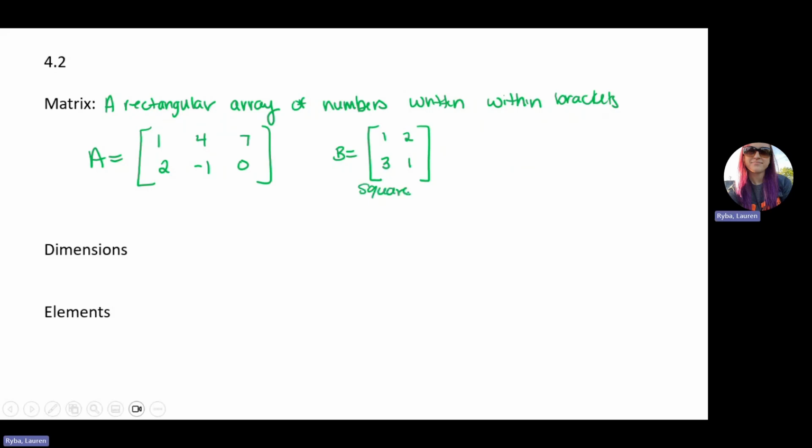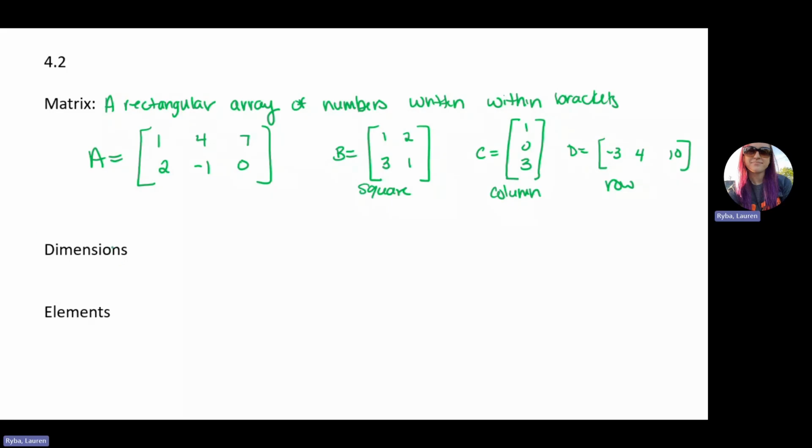I can also have a column matrix. So it's just numbers in a column like this, 1, 0, 3. Or I could have numbers written in a row like -3, 4, and 10. So matrices come in all shapes and sizes. And that size that they come in is called their dimensions.